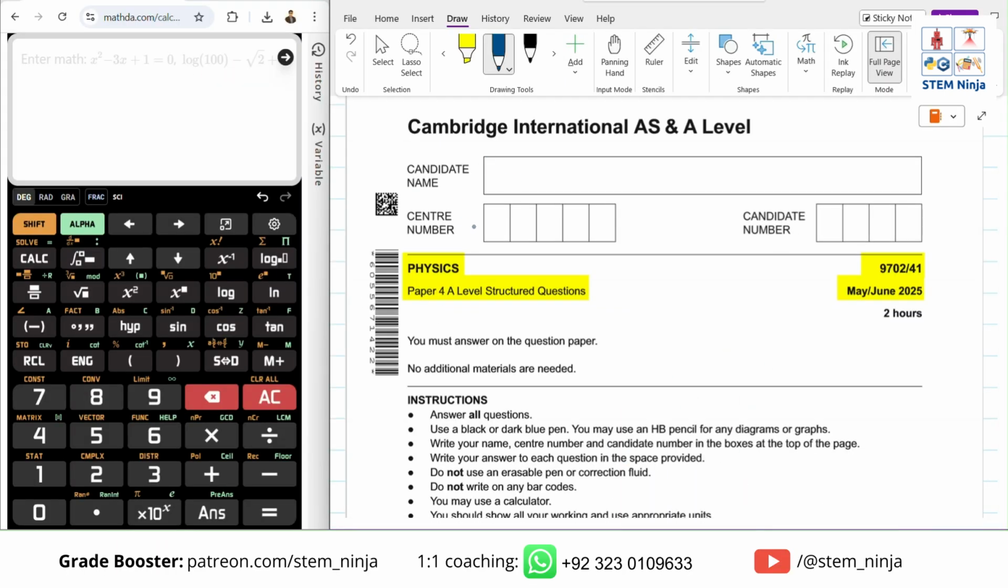Everyone, welcome back to another video about physics past papers. Today we're going to talk about the variant 4.1, which is the A-level structured question, the A2 structured questions paper from the May-June 2025 series.